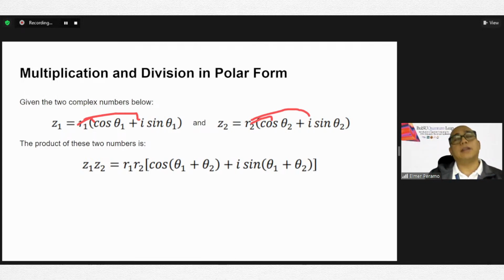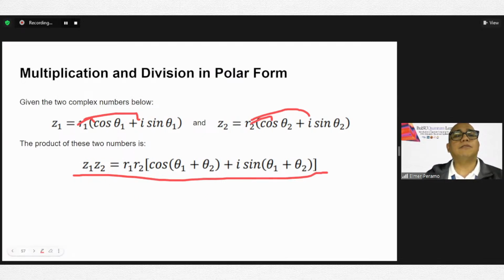But once you arrange those terms and you apply some trigonometric identities, you will see that you will come up with this formula. The product of z sub 1 times z sub 2 is just the product of the moduli r1 and r2, times the cosine of the sum of the arguments plus i sine of the sum of the arguments.